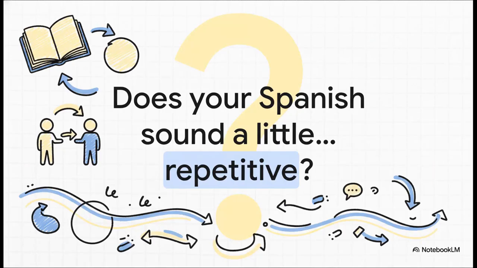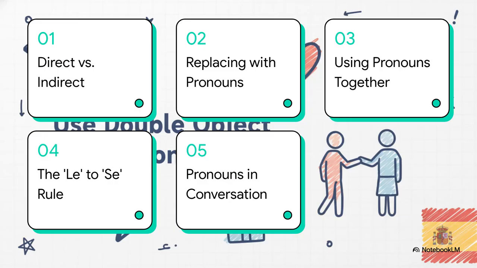Where you say something like, I give the book to Maria, and it's correct, sure, but it just sounds a little clunky. You keep repeating nouns, and it doesn't have that smooth, effortless flow you hear when native speakers talk. Well, that is exactly what we are going to fix today. So, here's the game plan. We're going to start with the absolute basics, then see how to swap out nouns for pronouns. After that, we'll learn how to stick them together, uncover one little trick that changes everything, and then see it all in action. Stick with me, and you'll have this concept down cold.